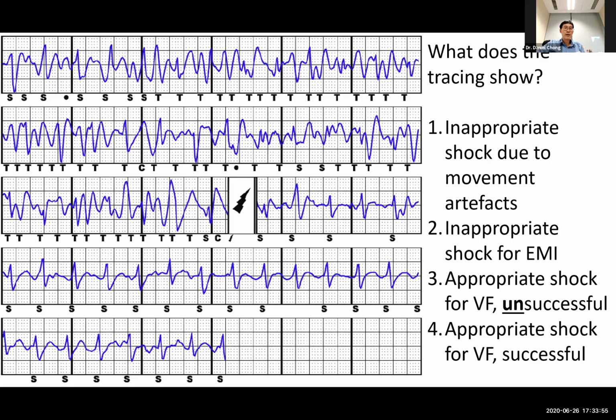All right, very good. So inappropriate shock due to movement artifacts. Okay, so this is a subcutaneous ICD. So subcutaneous ICD movement artifacts can happen, and that is why we can see that in this particular case. In fact, there is actually also some T wave oversensing a bit earlier.